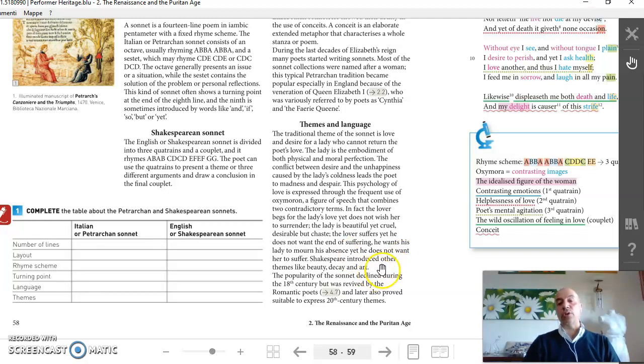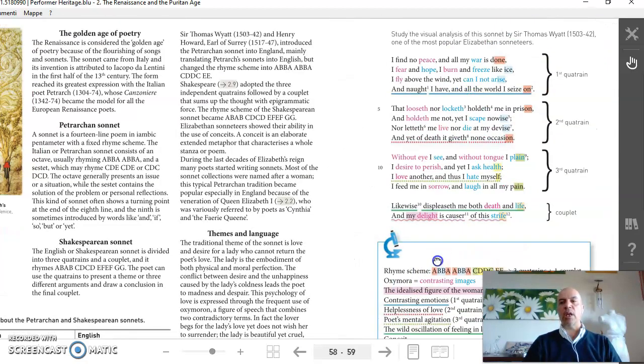Shakespeare, of course, introduced other themes, like beauty, decay, and art. Decay in Italian is la decadenza. In this case, the decay of the human body. Do you remember the Dark Lady? The popularity of the sonnet declined afterwards, but during the Romantic period, many poets wrote sonnets.